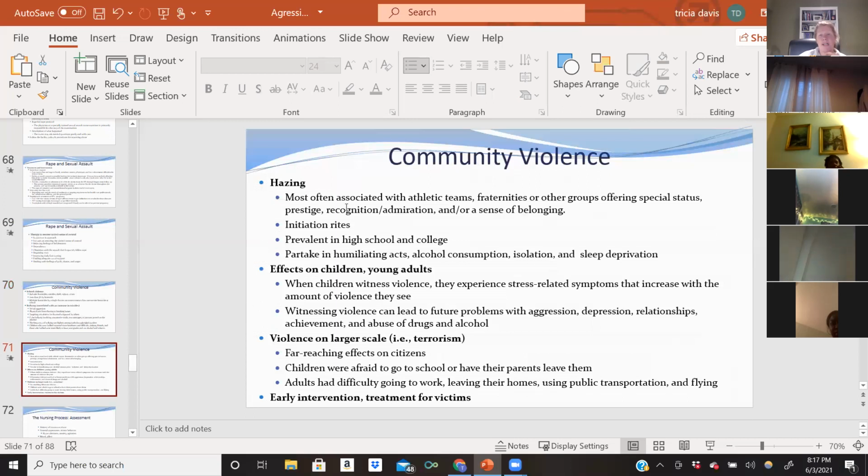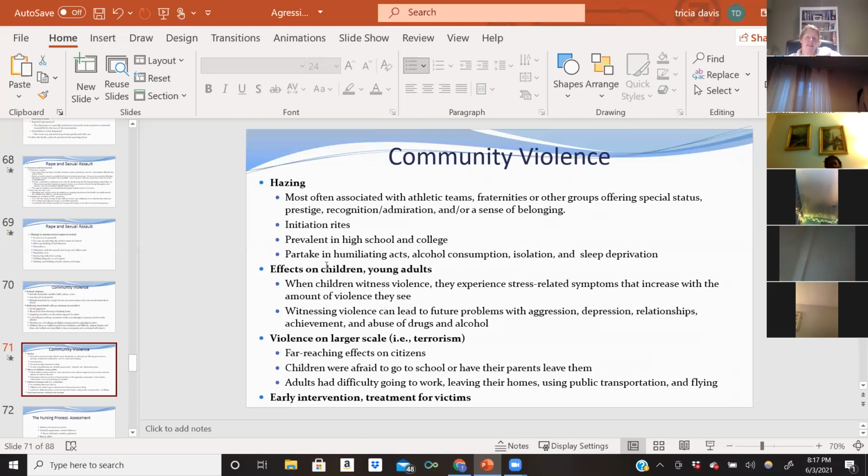So hazing is something you guys have probably heard about. Usually it's prominent in your athletic teams, your college fraternities, certain groups that offer some kind of special status or prestige. We see it as a way of them initiating themselves into certain clubs. They have to do something that they decide usually is something very risky or off the wall that endangers their life. But if they do it, then they're initiated into this club. And then they have this sense of belonging. We see this most prevalent in high school and college, and it's where these patients partake in humiliating acts, a lot of alcohol consumption, isolation, and sleep deprivation.